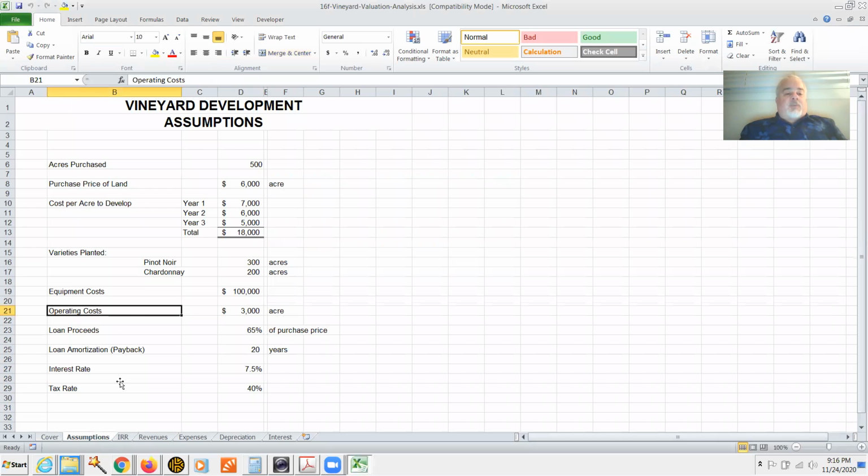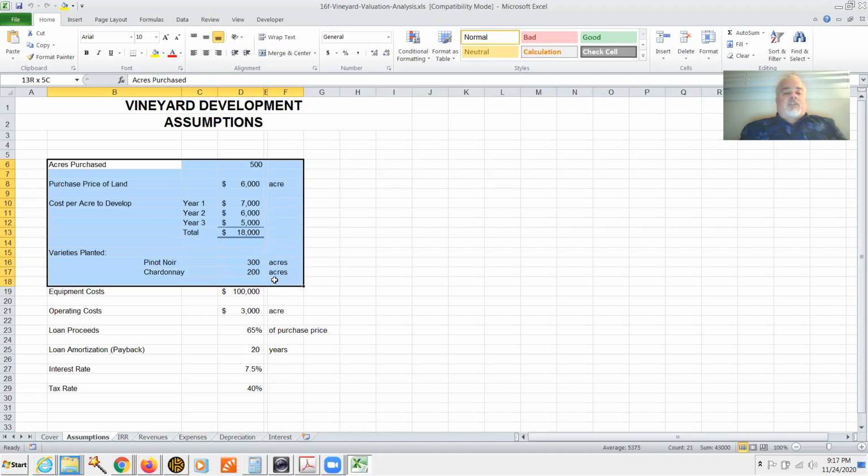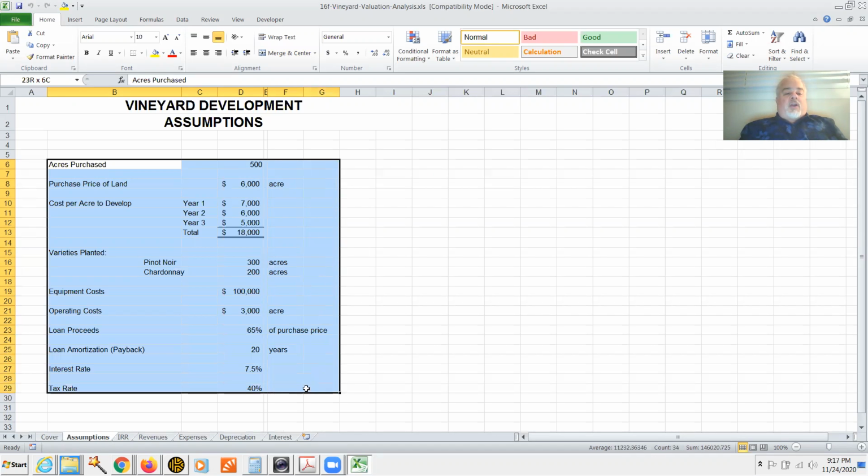And so they have some assumptions going in. They're purchasing 500 acres, and the price is going to be $6,000 an acre, et cetera. You can walk down here. Cost of development is going to be $18,000 per acre over 3 years, et cetera. And you can look at the costs that they are making some assumptions of what is going into the purchase of this property. Thumbnail estimates of what they think it will approximately be.